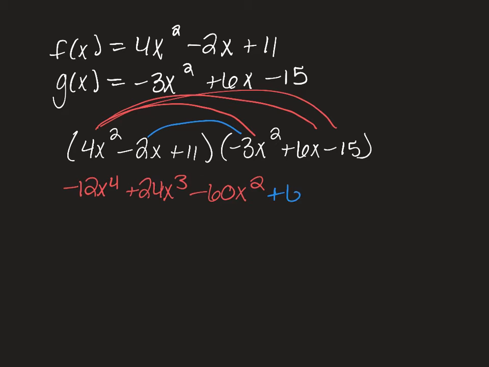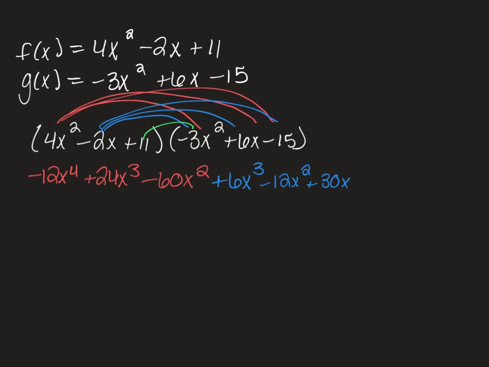So it's going to give us a positive 6x to the third, a negative 12x squared, and a positive 30x. And then our last one, let's see if I can make a little bit more room here. So negative 33x squared plus 66x. And 11 and 15 is going to give us what? 165, which should be negative.